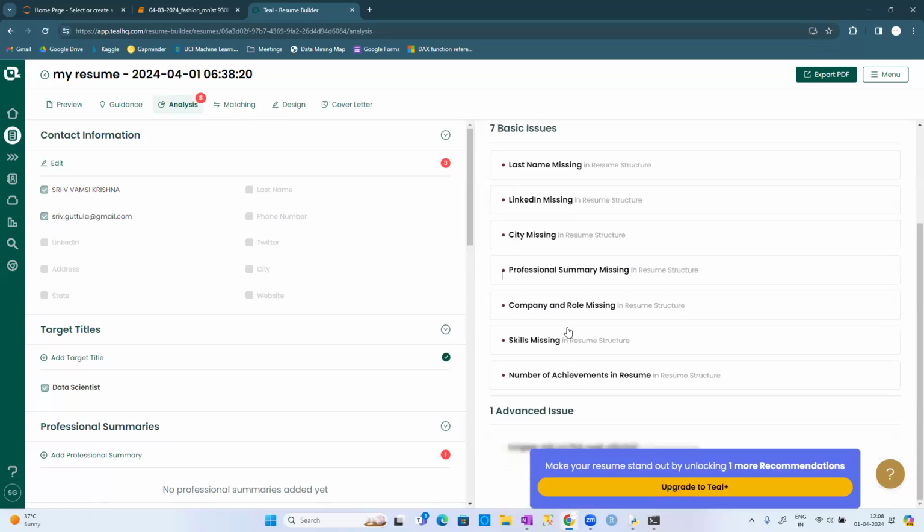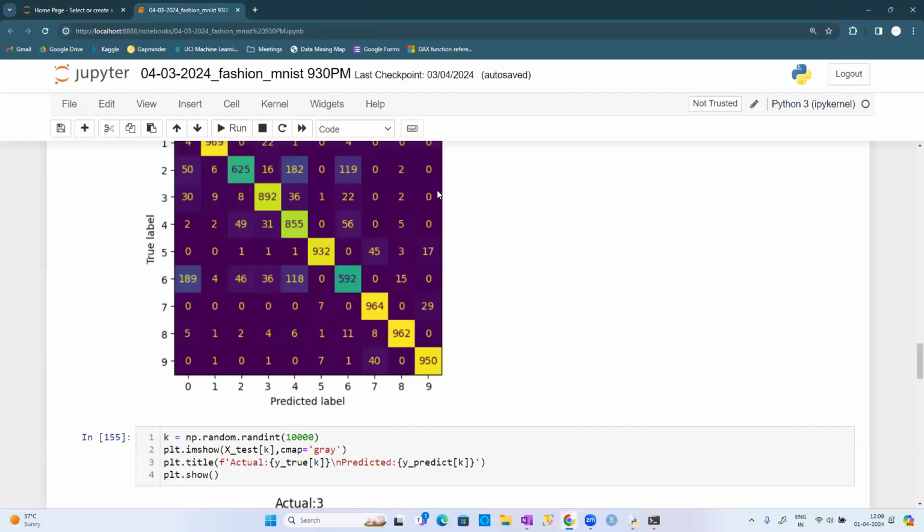So professional summary missing, the company and role missing, skills are missing, number of achievements. If you give it, that is going to be sufficient. So build all these things, even if you want to prepare it also.